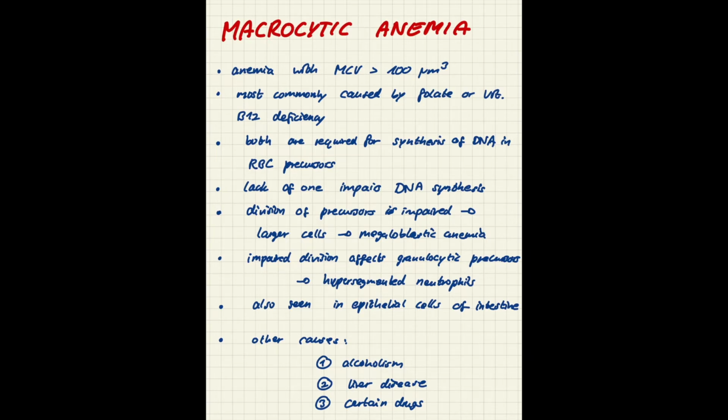The impaired division affects also granulocytic precursors, which leads to hypersegmented neutrophils. It is also seen in epithelial cells of the intestine. Other causes can be alcoholism, liver disease, and certain drugs.